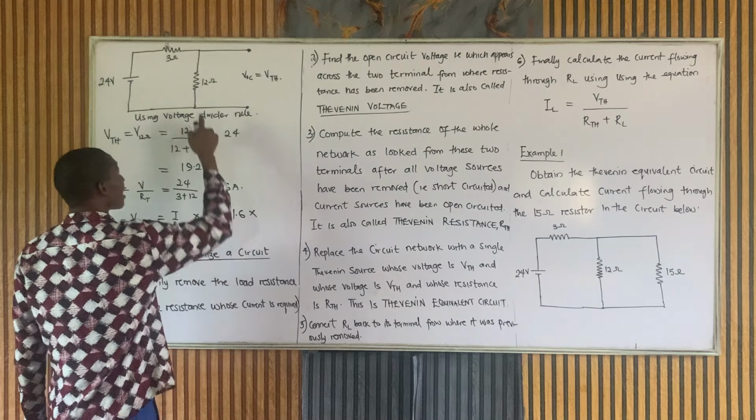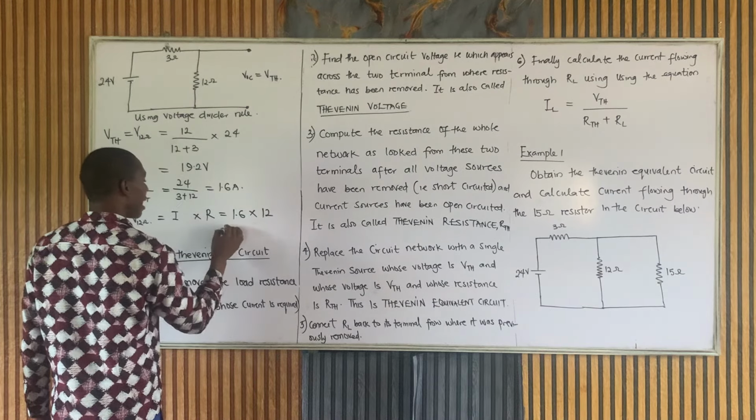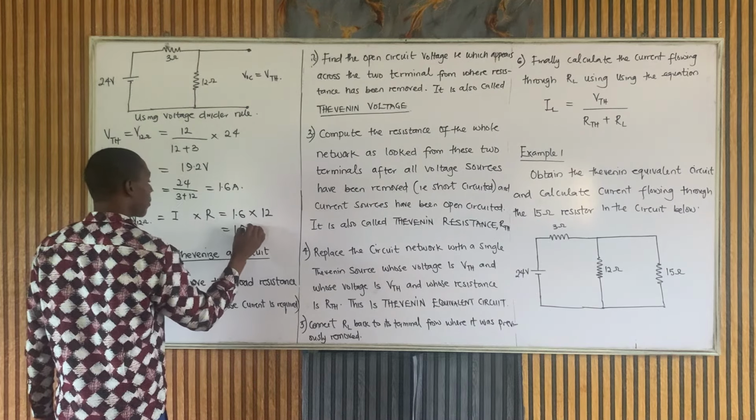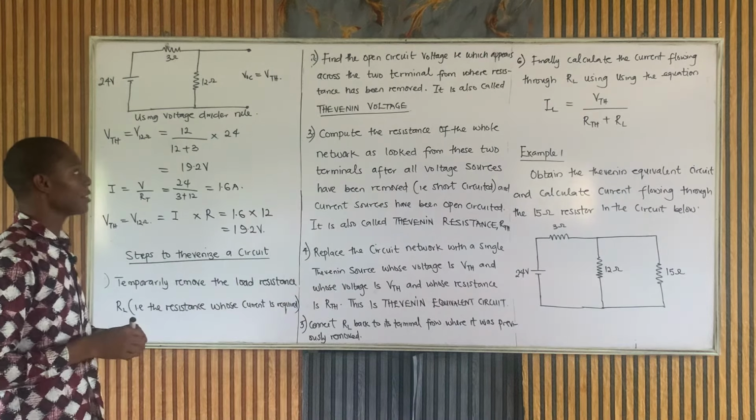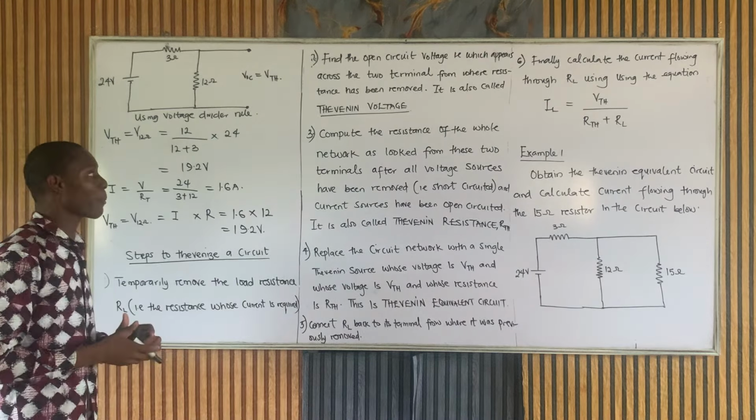Then times the resistance, which is 12. And you still have 19.2 volts. So that's how to get your VTH. So that's good for step 1 and step 2.